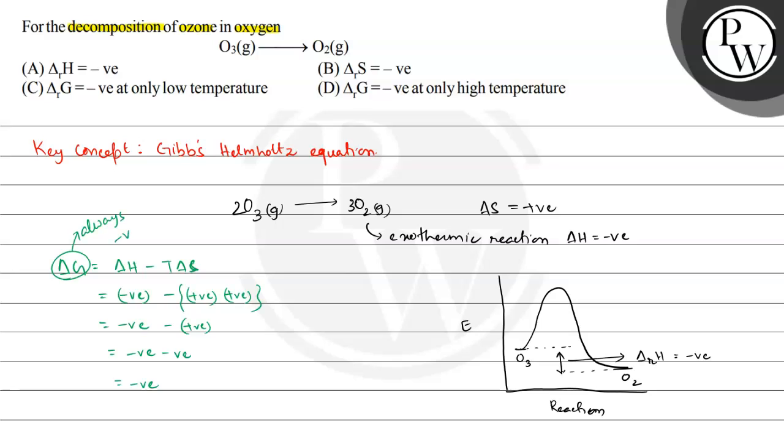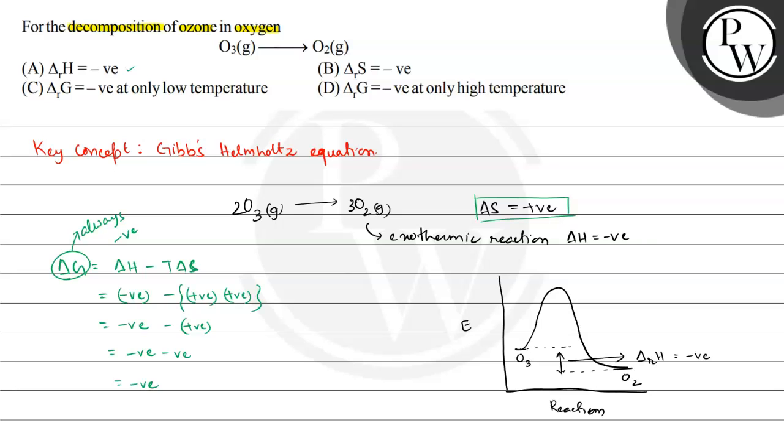So if you look at the options, delta H of reaction, the reaction enthalpy, is negative. This is true. Delta S of reaction, that means the entropy change of reaction, is negative, which is false because we just saw that the entropy change is positive. Then delta G of reaction, that means the Gibbs change in free energy, is negative only at low temperature. This is false. And the Gibbs change in free energy is negative only at high temperature. This is also false because whether the temperature is low or high, delta G will always be negative.